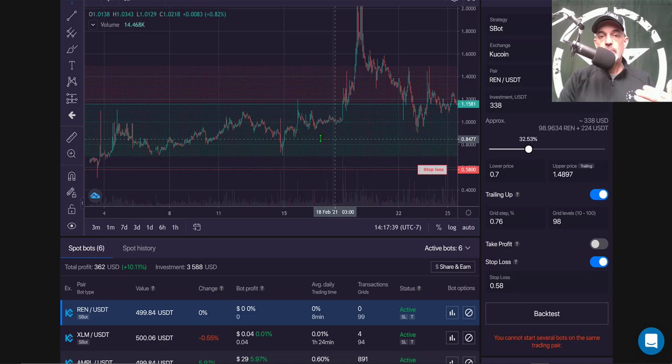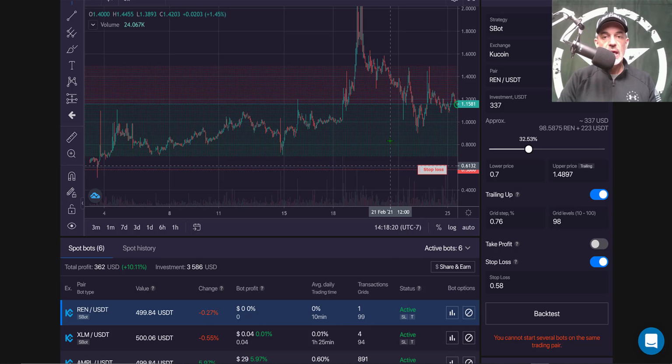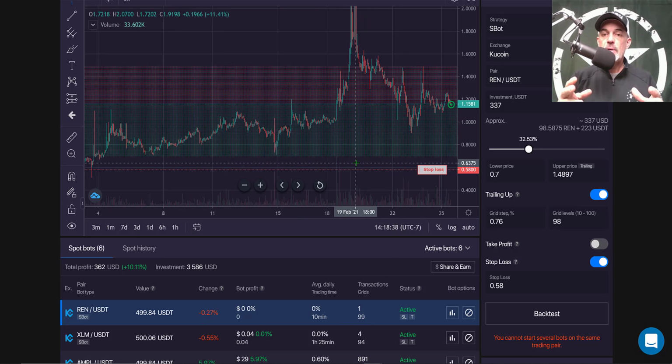And so I ended up deploying the bot with the settings of my lower level at 70, the upper level around 1.49. The grid step was 0.76 with grid levels of 98. I do have the trailing up feature enabled, not to take profit, and you can now see the bot is live and engaging targets. And that pretty much wraps it up.